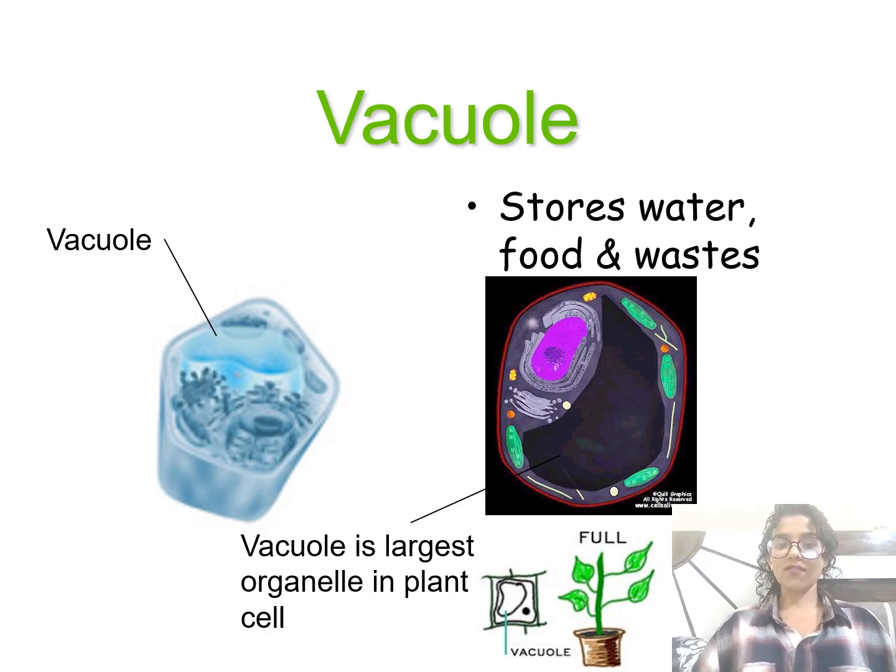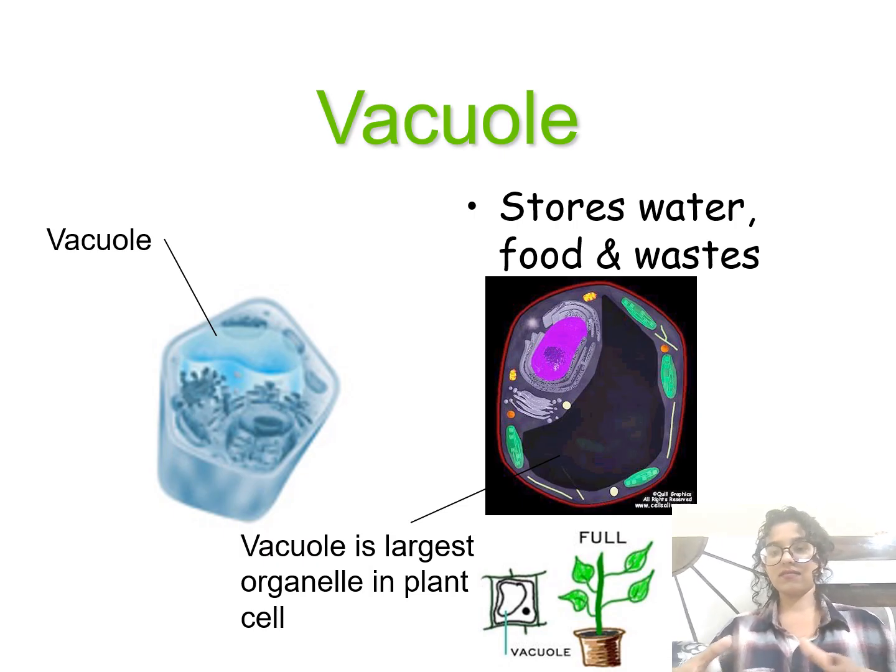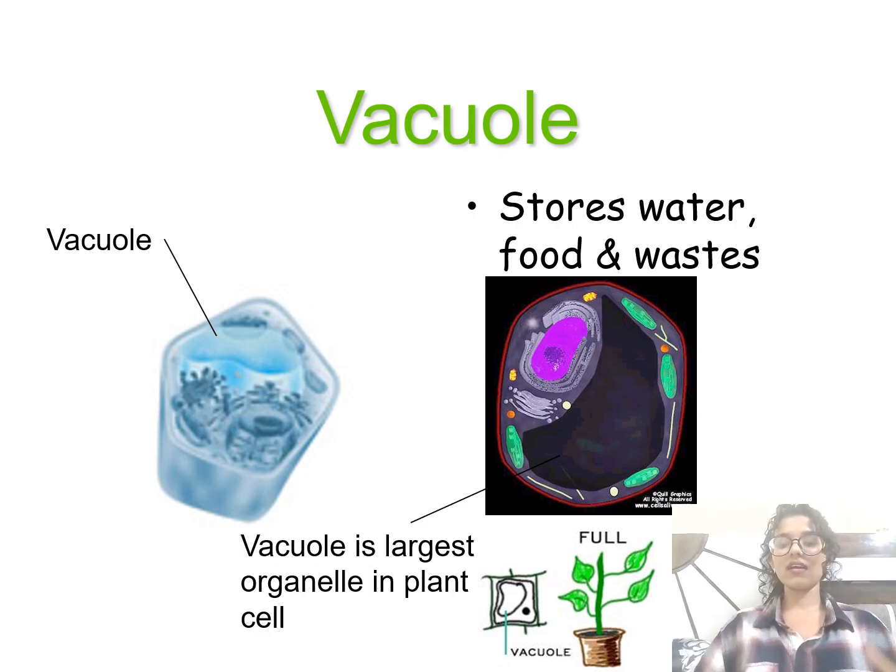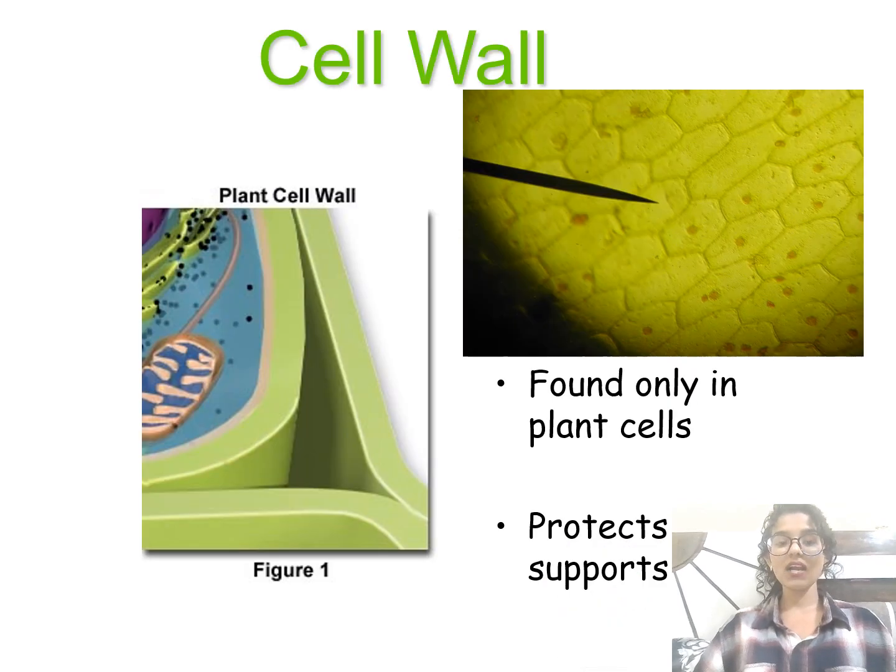Then comes the vacuole. Vacuole stores water, food, and waste. They can be present as a single quantity or in multiple quantities in a cell. I will further explain what is the major role of vacuole and in which kind of cells they are present. And see, there is an important point that vacuole is the largest organelle present in a plant cell.